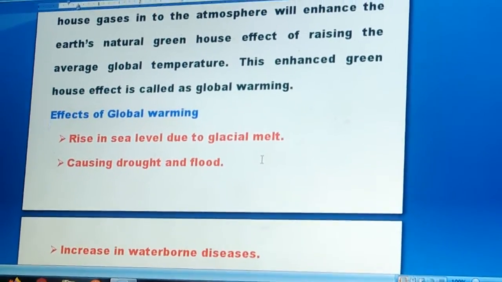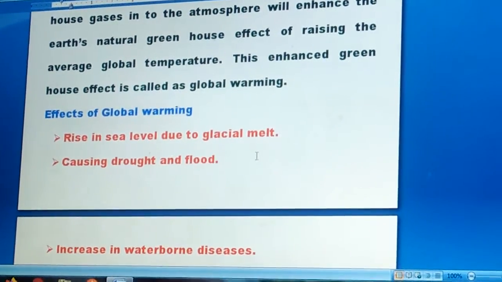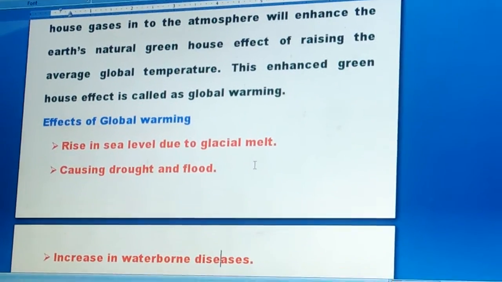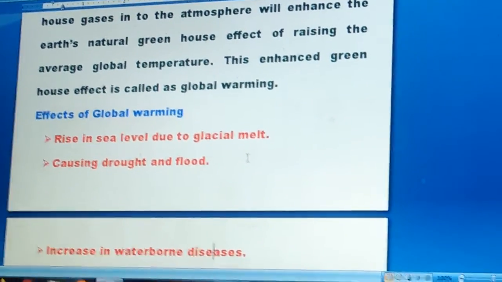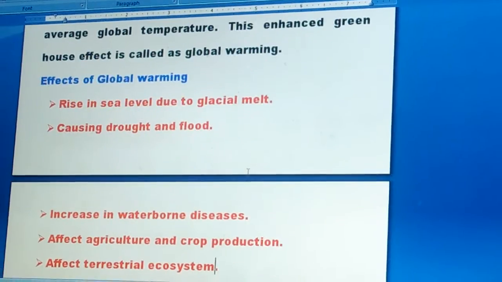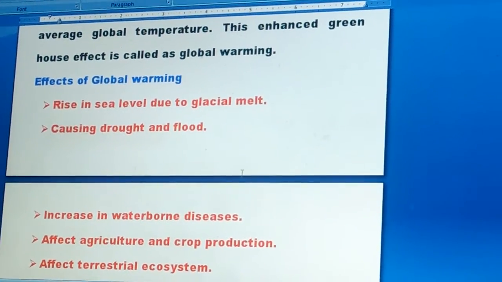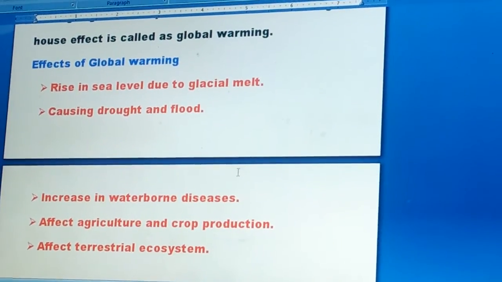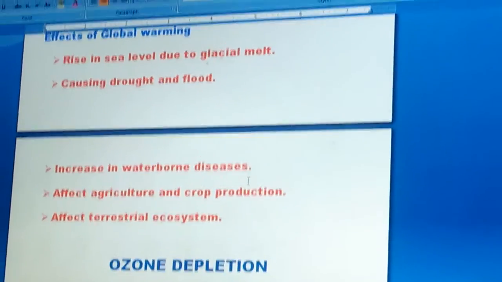in the polar region, the icebergs will be melted. So there will be a rise in the sea level, causing drought and flood. Then the submergence of land, increase in waterborne diseases, effects on agriculture and crop production, and effects on the terrestrial ecosystem.